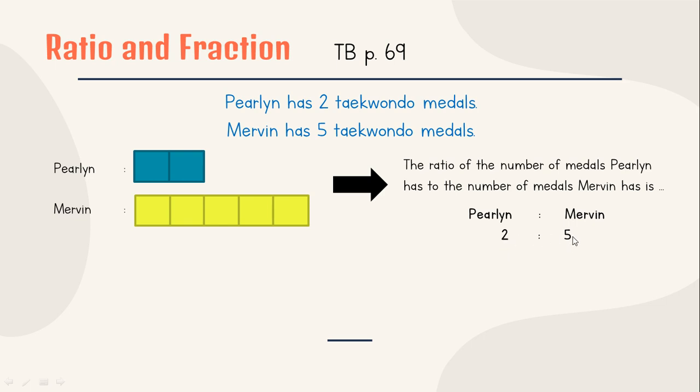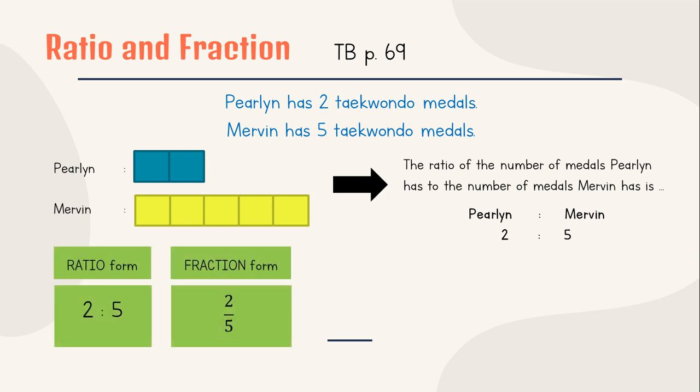The ratio form is 2 to 5, while the fraction form is 2 per 5. The numerator will be here, the denominator will be here, but in this ratio, we do not need to make it into a decimal, like 2 per 5 is 0.4. It is not necessary, just like that. In fraction, these are according to the one example, but in ratio we compare two different things.